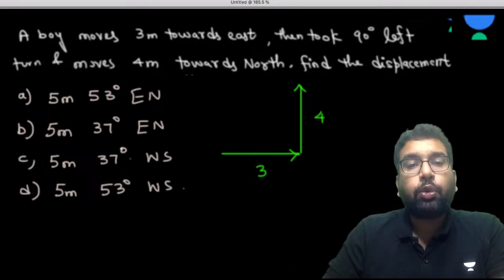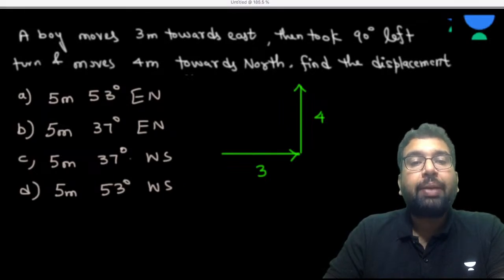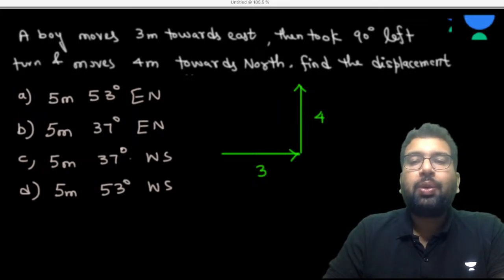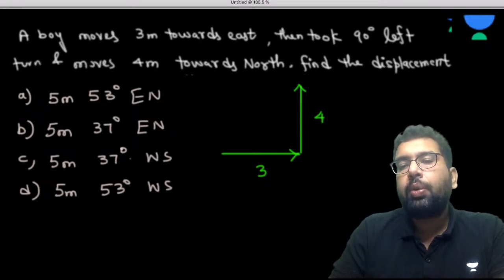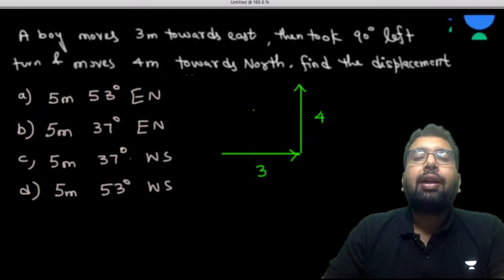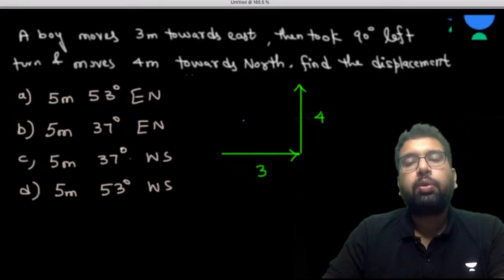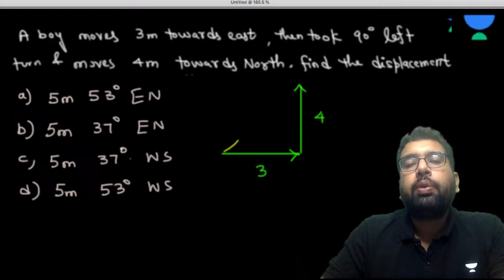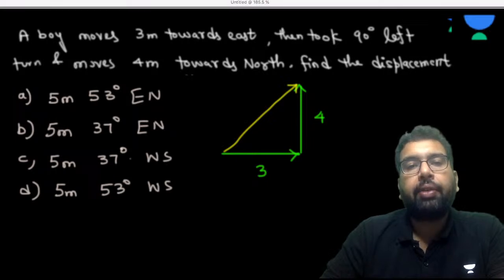Root over A square plus B square plus 2AB cos theta. But do you understand that this is going to take a lot of time? So what we can do here is use the triangle law. These two are connected head to tail, so these are two sides of the triangle giving you the same thing. Are you getting my point?